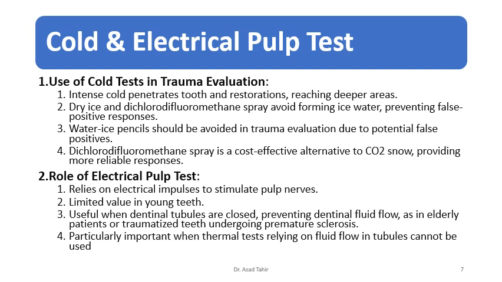Role of electrical pulp test. It relies on electrical impulses to stimulate pulp nerves. It has limited value in young teeth. It is useful when dentinal tubules are preventing dentinal fluid flow, as in elderly patients or traumatized teeth undergoing premature sclerosis. It is particularly important when thermal tests relying on fluid flow in tubules cannot be used.